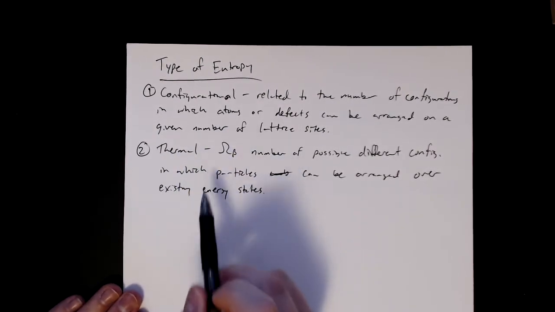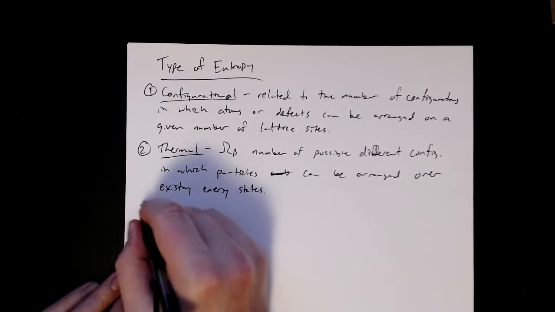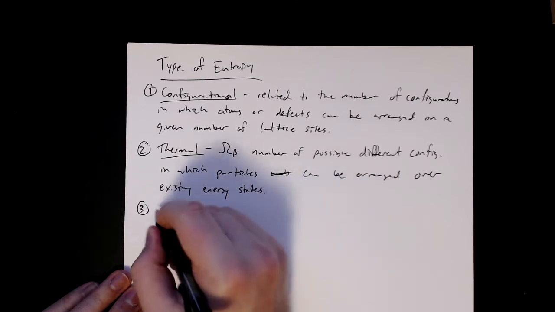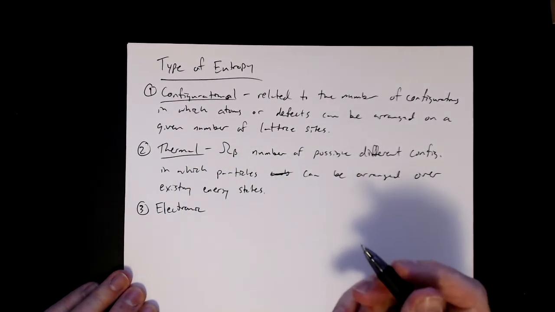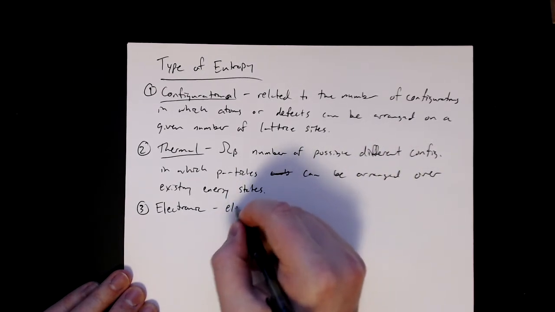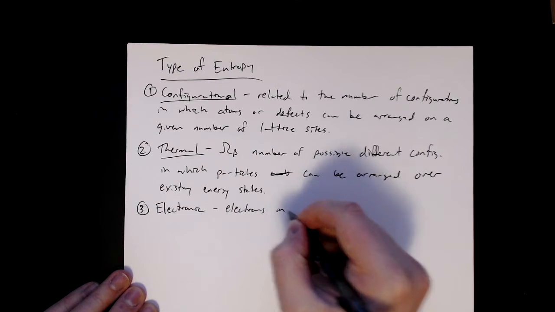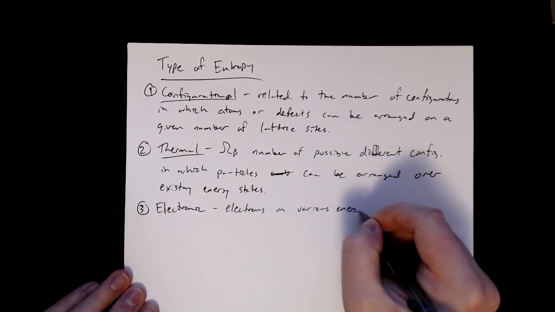Those are the two main types that we talk about, but there are other types of entropy as well. There's electronic entropy. So basically, the probability of looking at electrons in various sites, energy states.